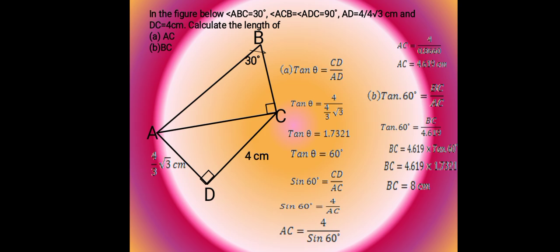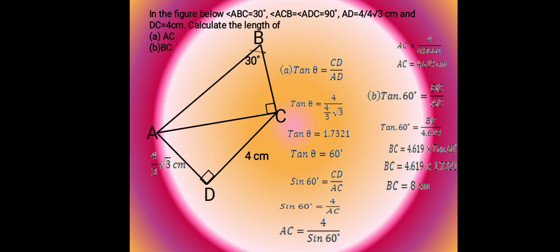Now, having found theta, we know sin theta. Sin theta is CD over AC. So sin 60 is 4 over AC. If we make AC the subject of the formula, it becomes 4 over sin 60. Solving, we get that AC is 4.619 centimeters. Now we can move ahead to calculate BC.